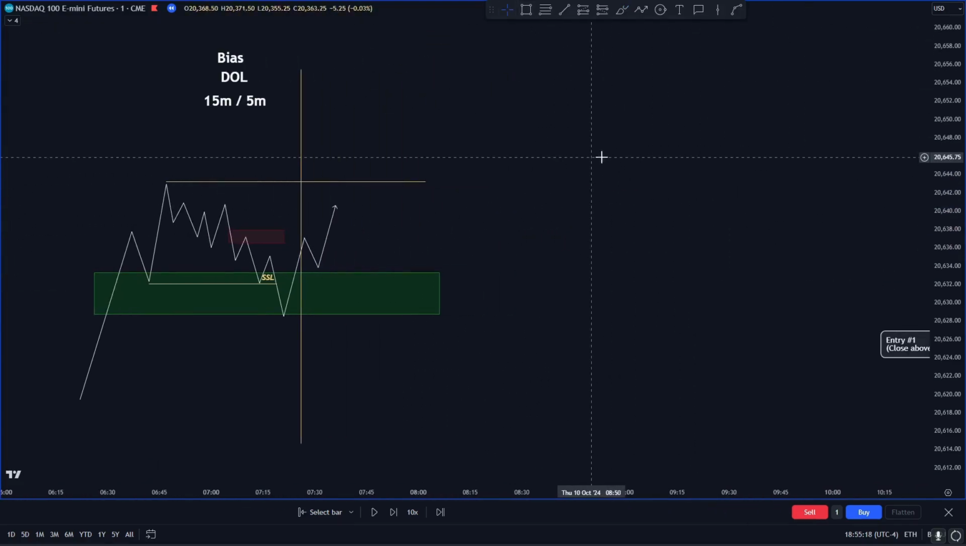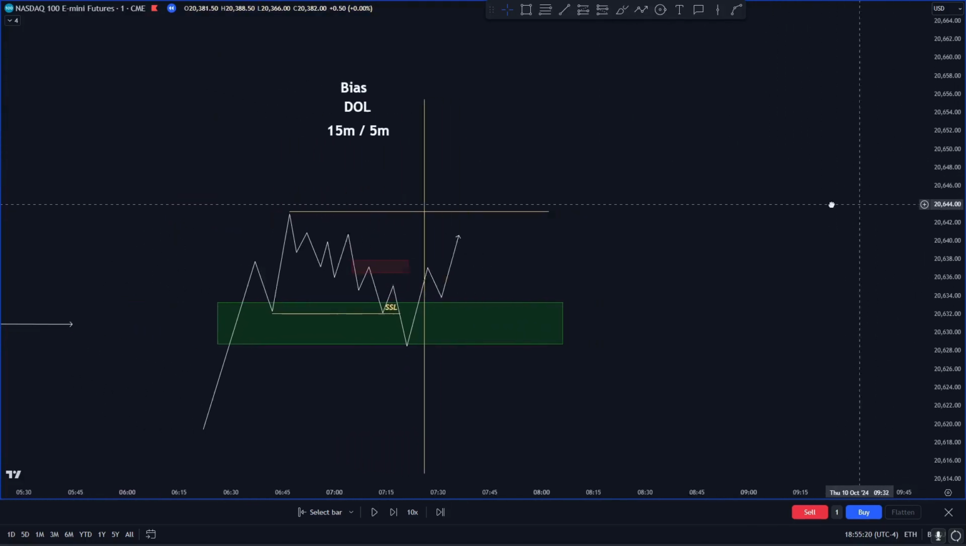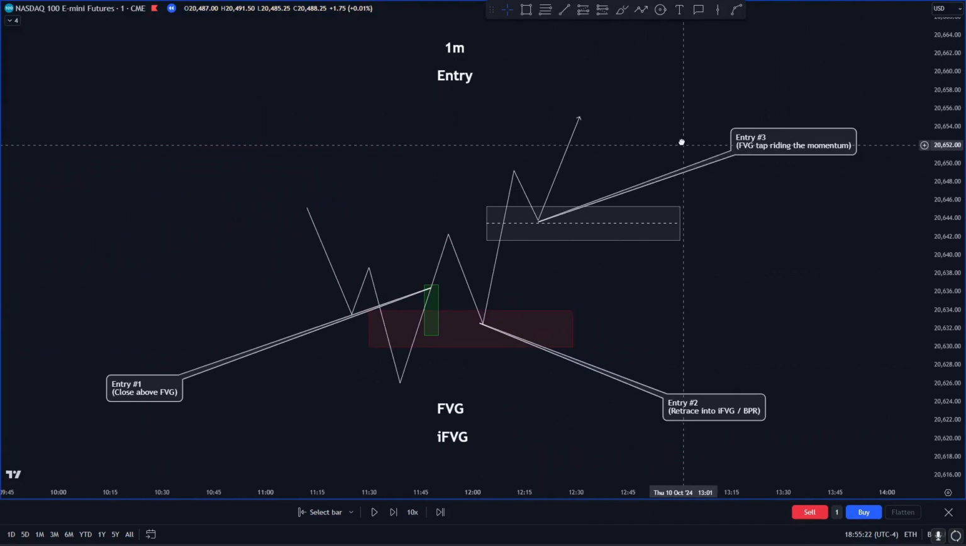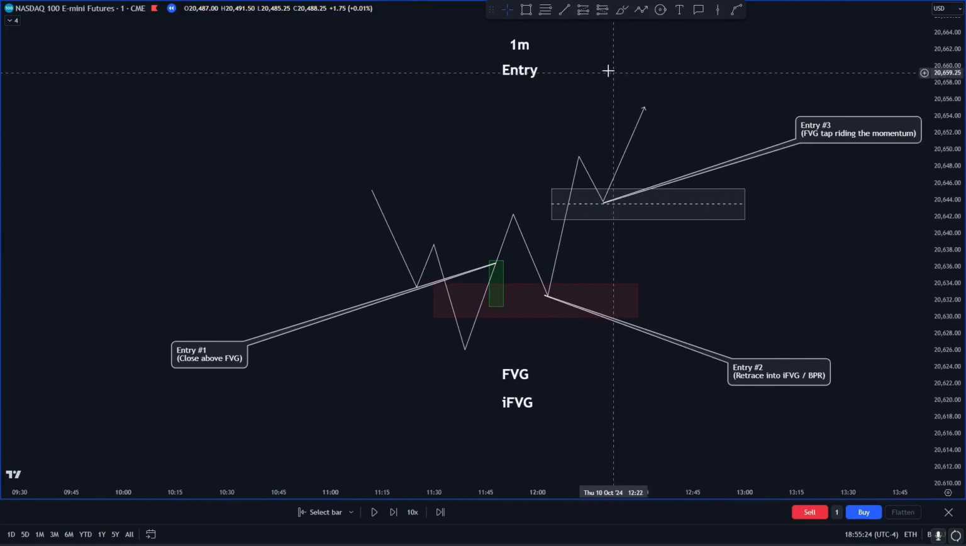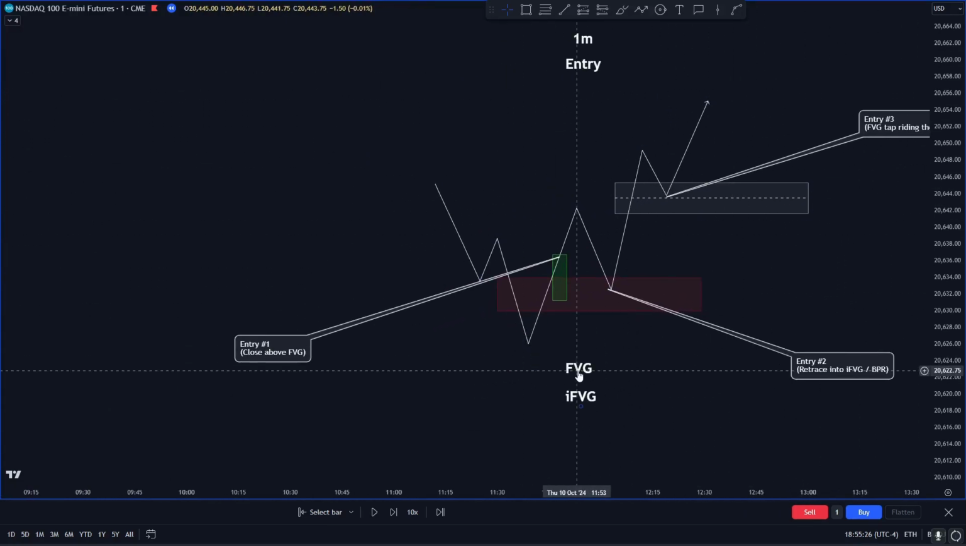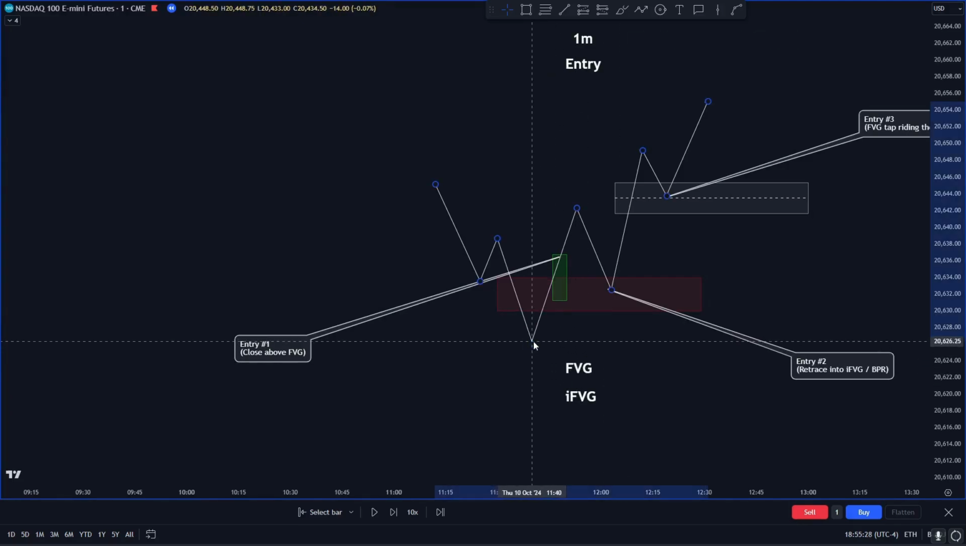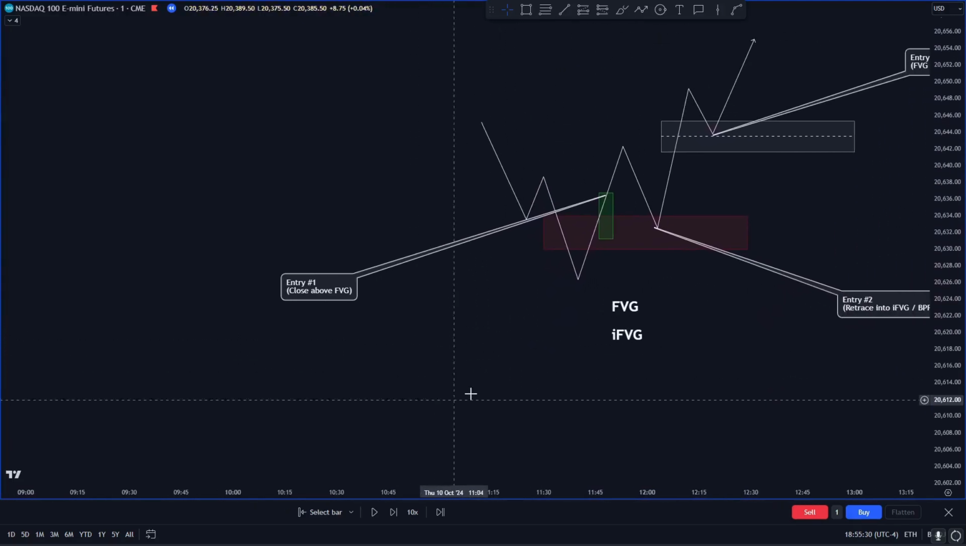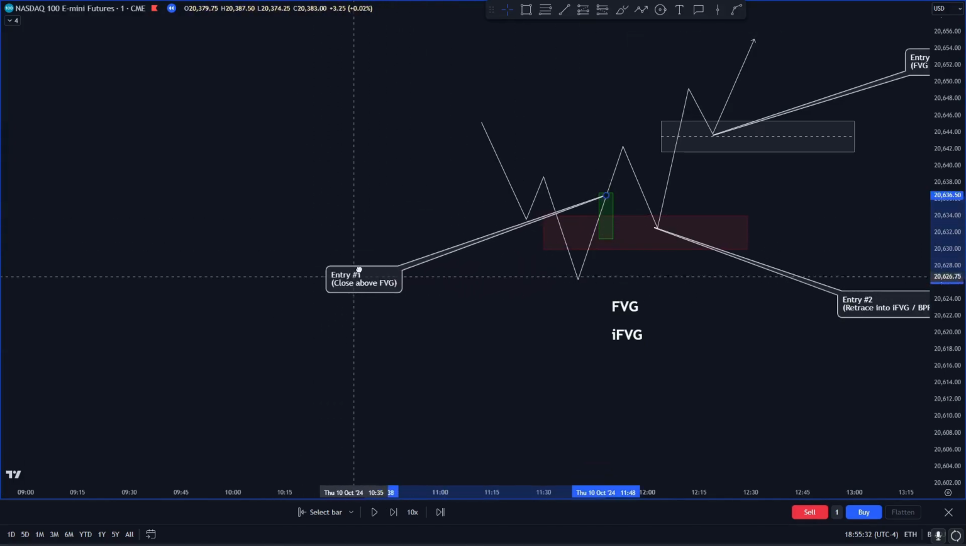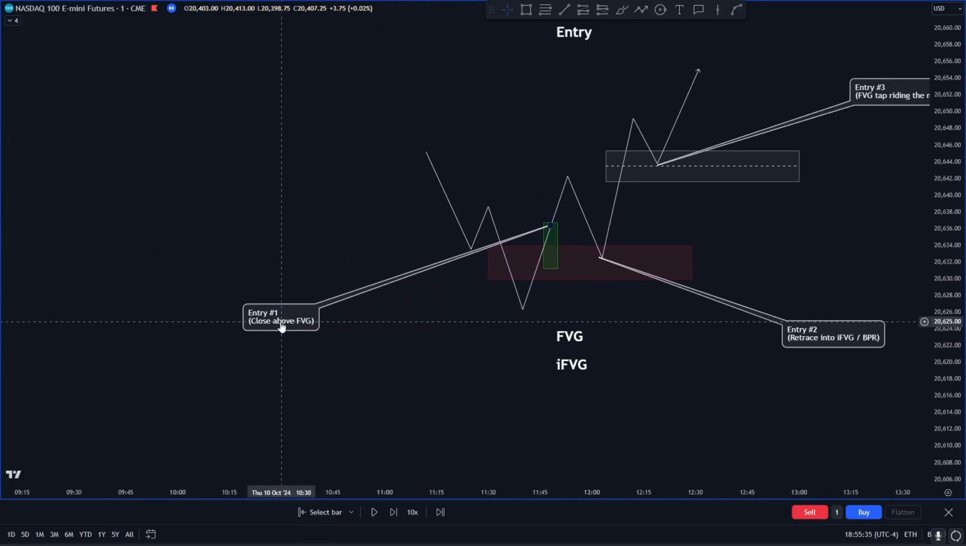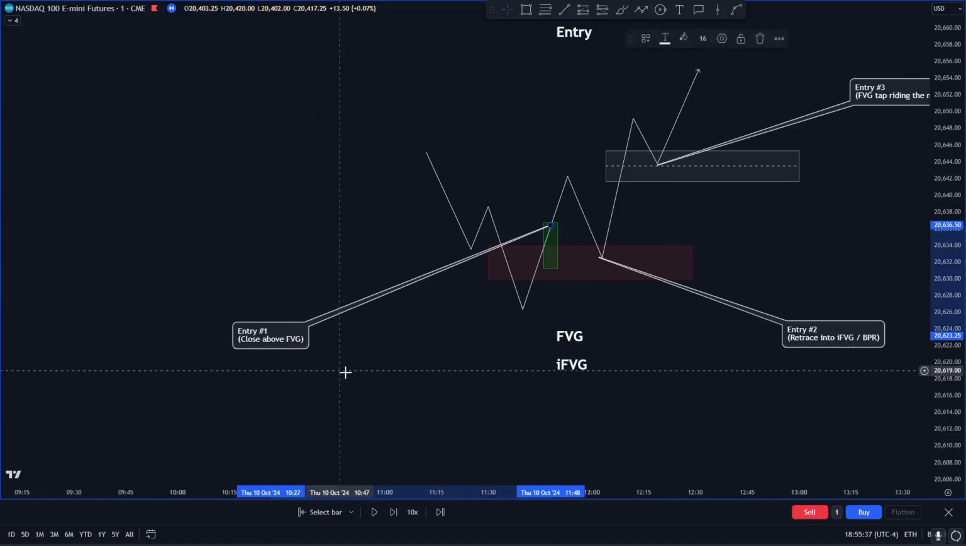And now I want to go over the 3 different entry models that I have. I'll mainly use the 1 minute to execute. I know this looks a little bit confusing right now, but you guys will definitely get it. So I'll just show you guys. The first entry that I have for you is just going to be the inversion, just the close above a bearish fair value gap.